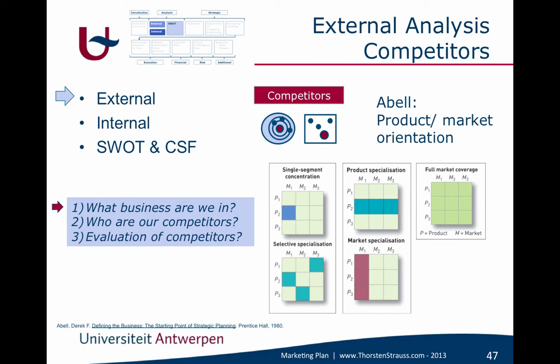Another part of Abel and the theory of Abel is looking at market/product orientation. So we have market on one dimension and product on the other. Here is a single market concentration. You see M1, just one market and one product that is very niche.